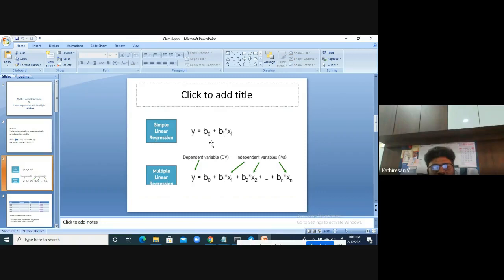So this is the equation. You can also write it this way: y equal to b naught plus b1 x1 plus b2 x2, up to bn xn. This is a multilinear regression equation.